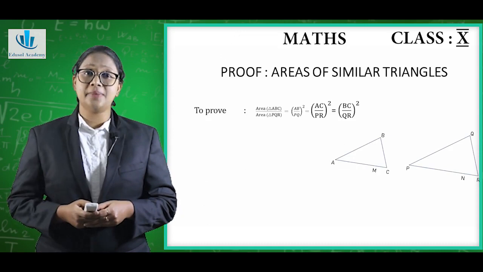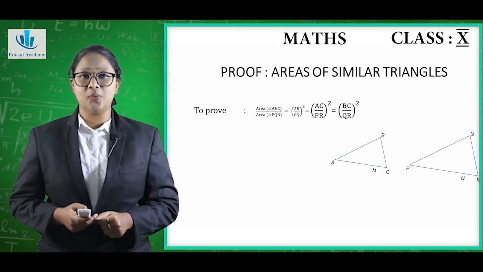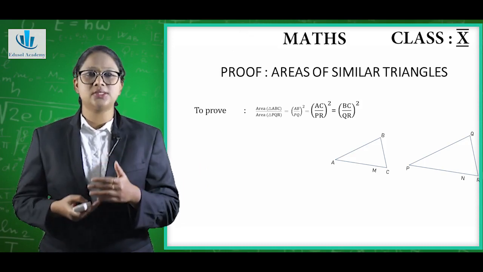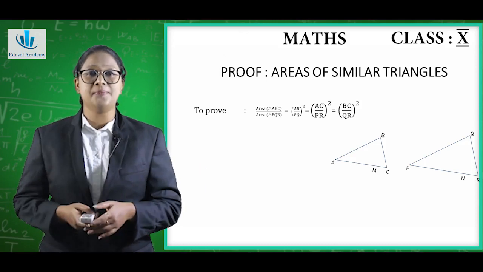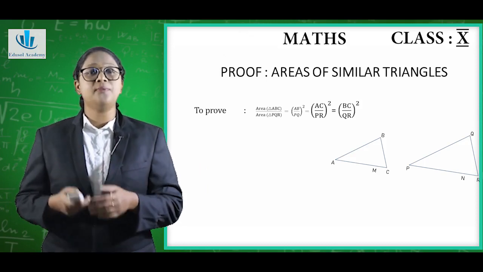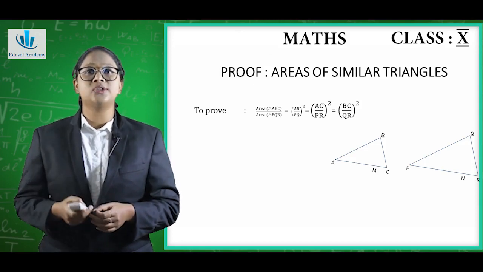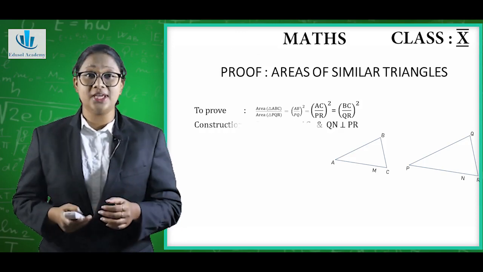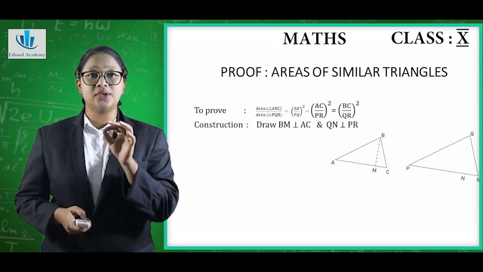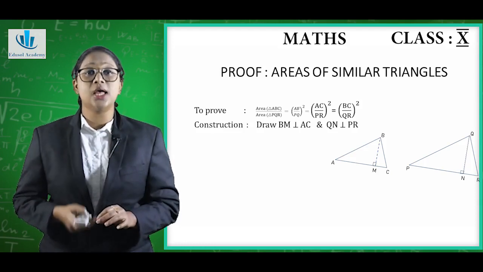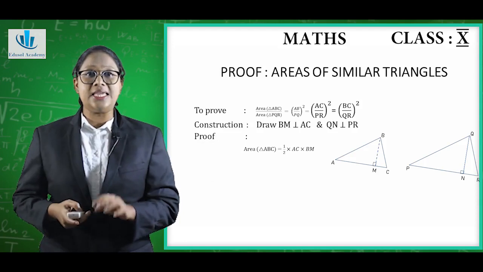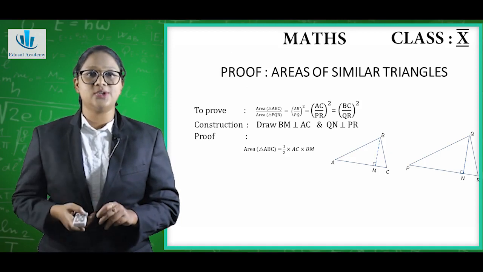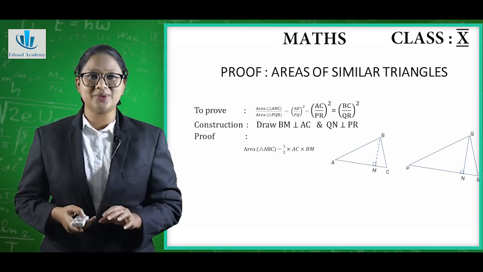Area of triangle ABC by area of triangle PQR is equal to AB by PQ the whole square, or any other side's ratio the whole square. You can take any. So we are taking the same figure, triangle ABC and triangle PQR. Now for every proof we need some construction or modification. The modification that we are going to give in this proof is to construct BM perpendicular to AC in the first triangle and QN perpendicular to PR in the second triangle. Those are the only constructions that you have to give.